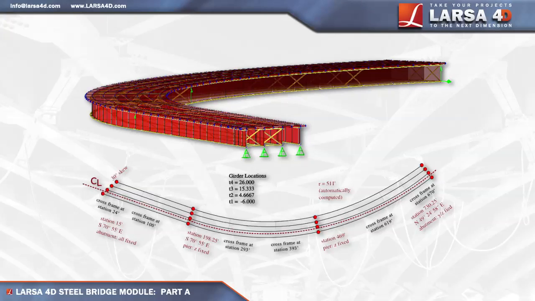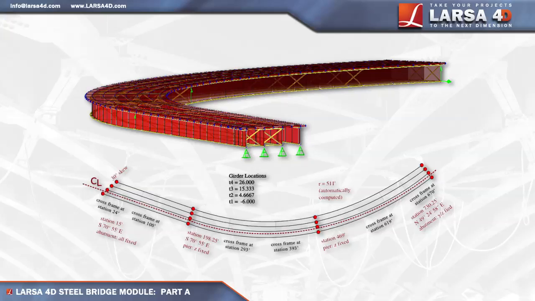In this tutorial, we'll use LARSA 4D's steel bridge module to create, analyze, and code check a curved steel bridge featuring 4 I-girders. Spaced at 10.6-foot intervals, our girders will be modeled using a single beam element and will be braced by 9 X-type cross frames. Beginning with a skew angle of 30 degrees, our bridge model will have 3 continuous spans at approximately 180, 270, and 260 feet.